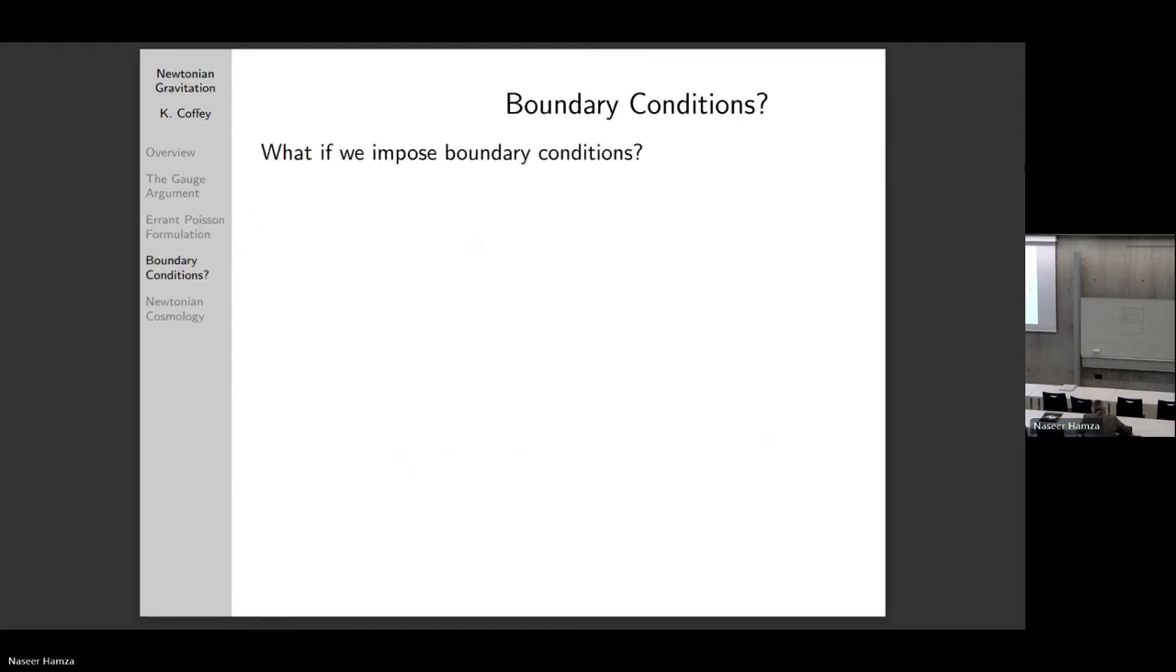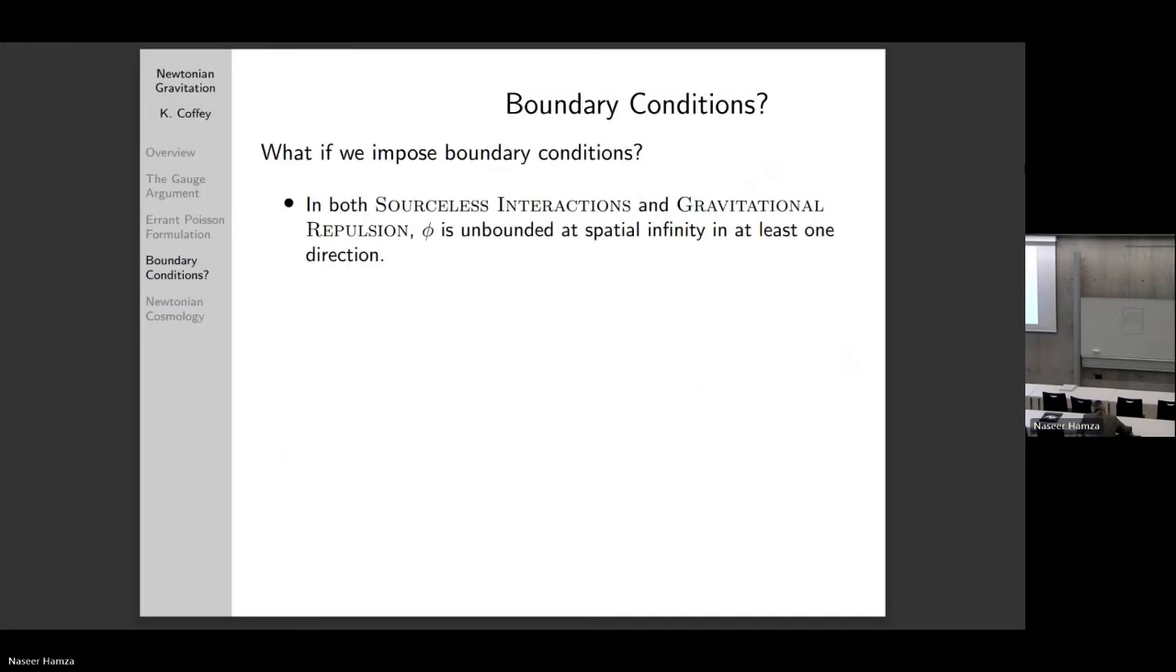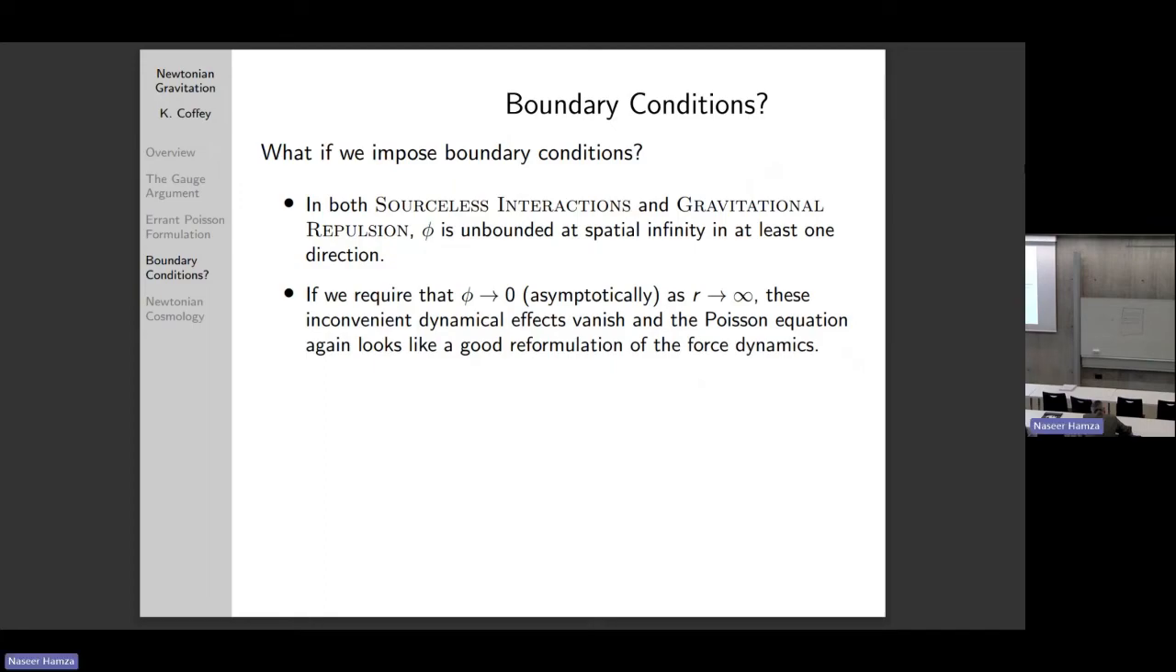Okay. Now, what if we impose boundary conditions? What do I mean by that? In both of the examples I give, the potential is unbounded at spatial infinity in at least one dimension. And if we require that it go to zero asymptotically as we move off to infinity, these inconvenient dynamical effects that are generated from the two examples vanish. And it looks again like we have a good reformulation of the force dynamics.